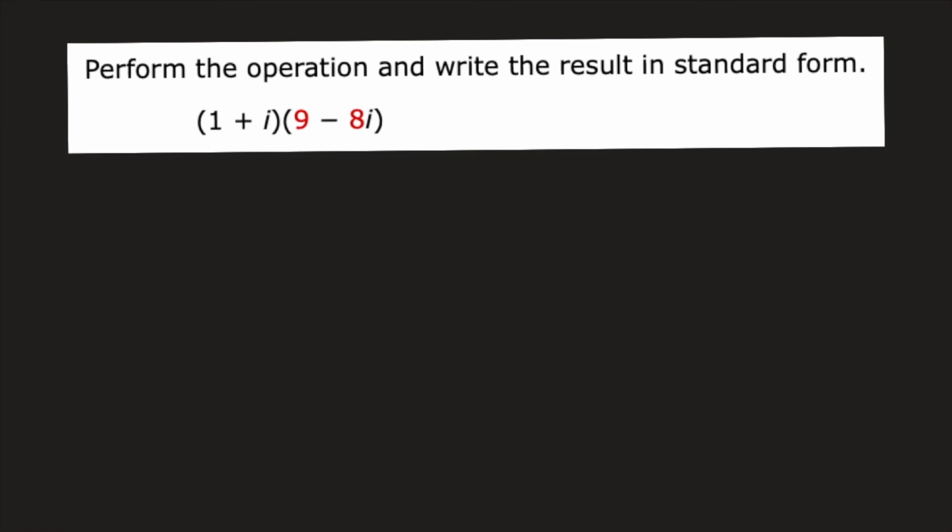Now we're going to use FOIL and distribute these two parentheses. One piece of information that you need here is that i squared is equal to negative 1, and you'll see how that comes into play in 1 minute. So when I FOIL, I'm going to do first, which is 9, outer, which is negative 8i, inner, plus 9i, and last, which is negative 8i squared.